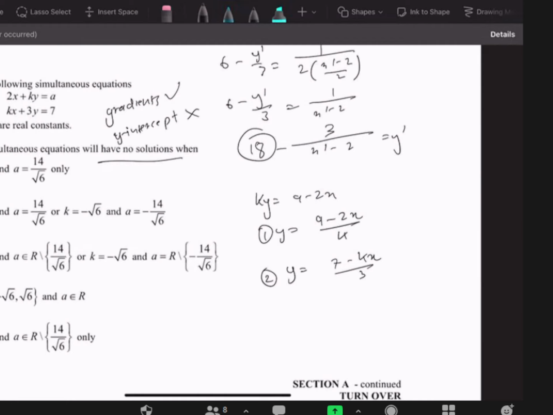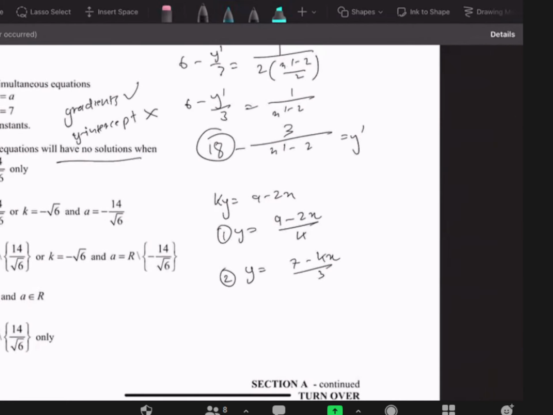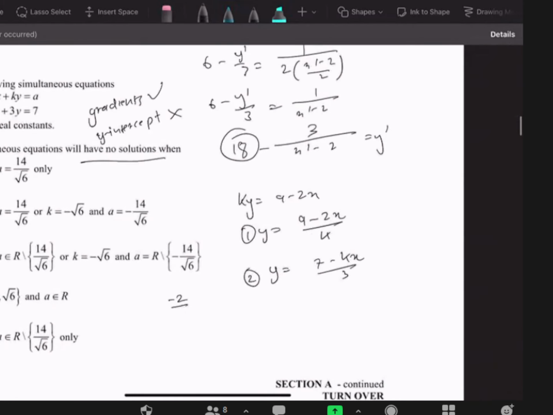So in this case, if the gradients are equal, it would be negative 2 on k is negative k on 3. So you could see it's going to be k is plus or minus root 6. And we don't want the y-intercepts to be equal. So it's going to be a on k equals not 7 on 3. That means a is not going to be equal to 7 on 3k. And then now you can just check the answers.